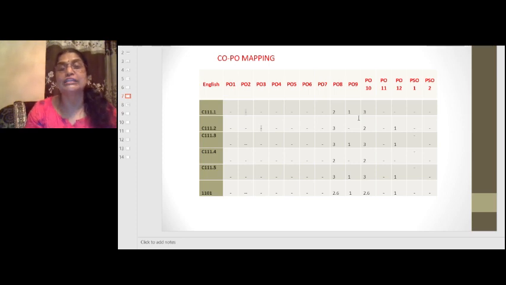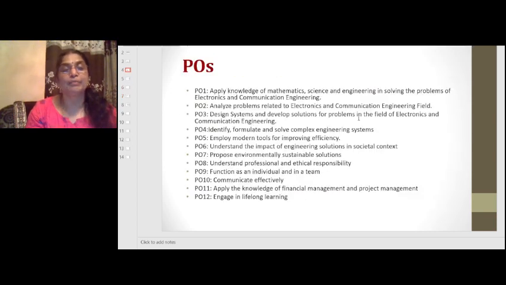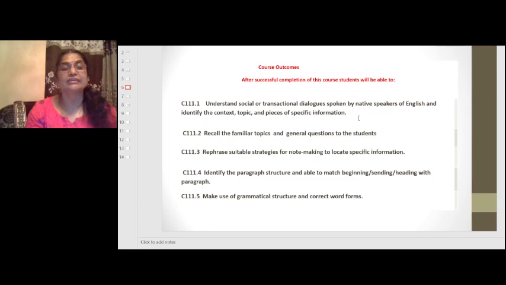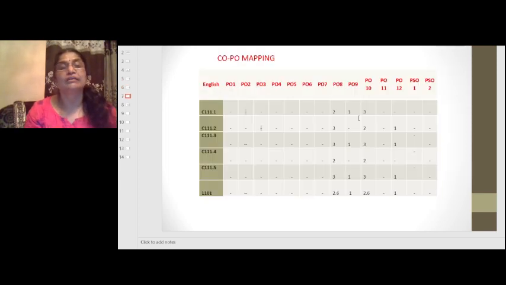See, 8th PO, 9th PO, 10th PO. Let's see first 8, 9, 10. PO 8, understand professional ethical responsibility. PO 9, function as an individual and in a team. PO 10, communicate effectively. So these 3 POs map with my first CO. That is why I have given this mapping here. See, the first CO, C111.1, is mapping with PO8, PO9 and PO10.